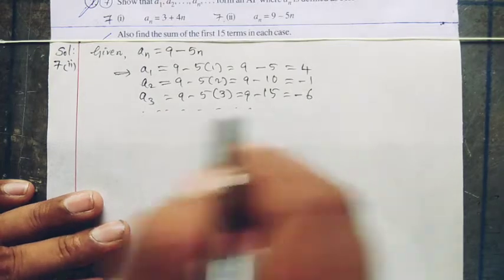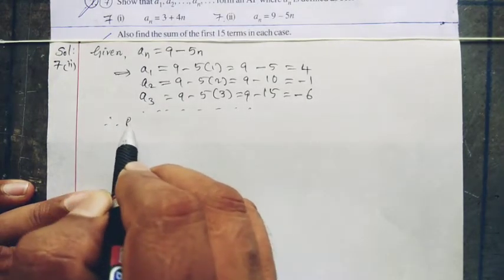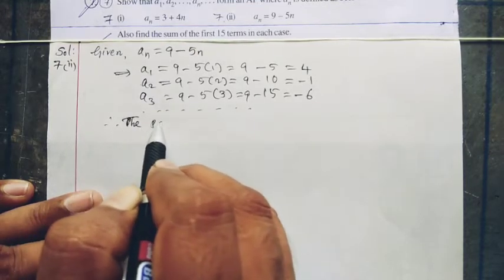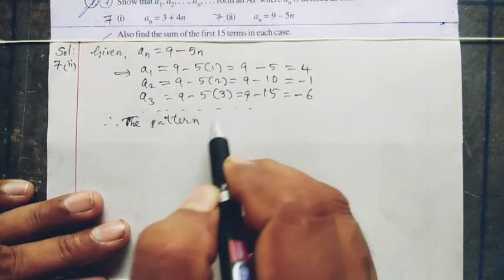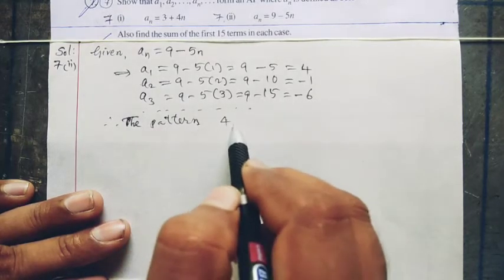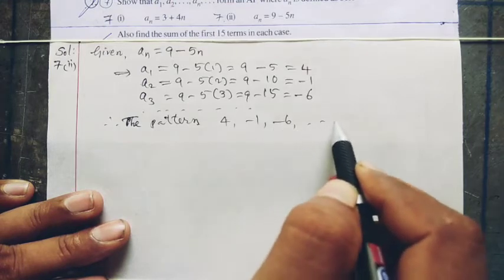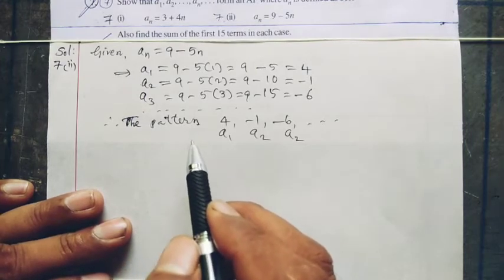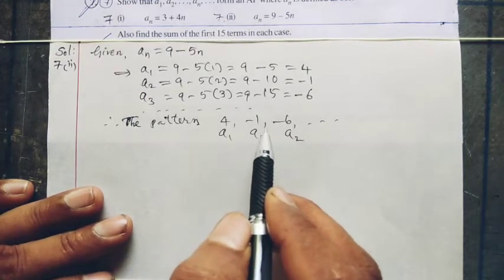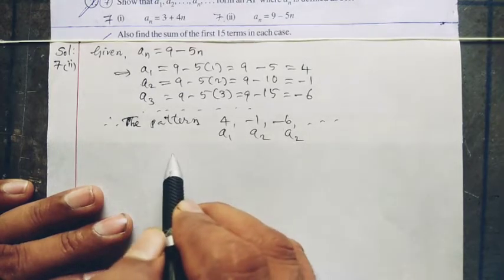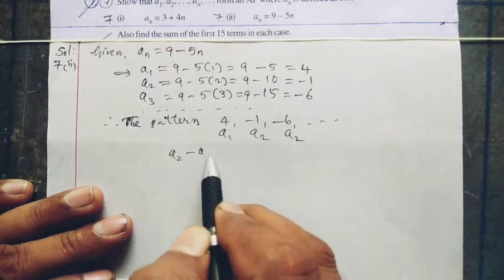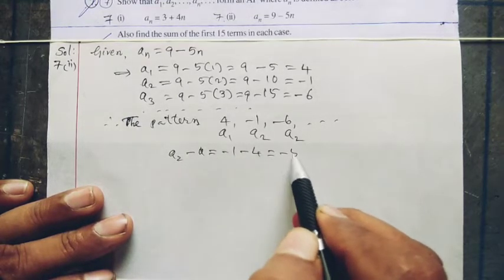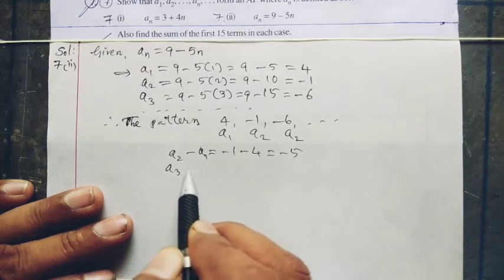Therefore, the pattern is 4, -1, -6 and so on. Here A1, A2, A3. Do these form an AP? We can check the common difference. A2 - A1 = -1 - 4 = -5. Now A3 - A2.